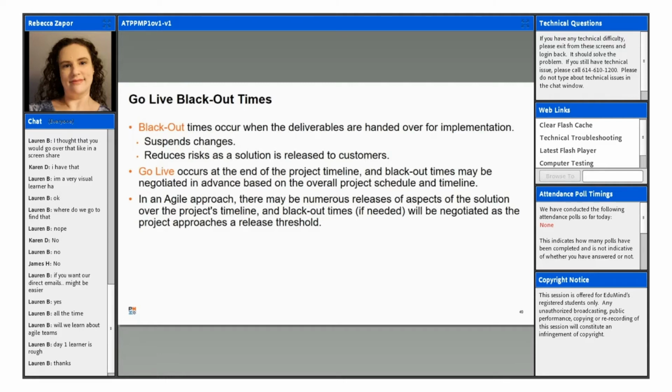Okay, so go live blackout time. When a project's deliverables are handed over for implementation, the organization is usually going to establish a set of blackout times where changes to their systems are suspended to reduce risks as the solution is released to customers.